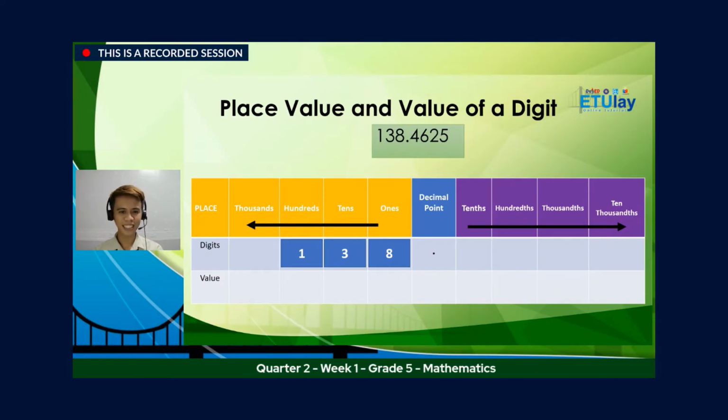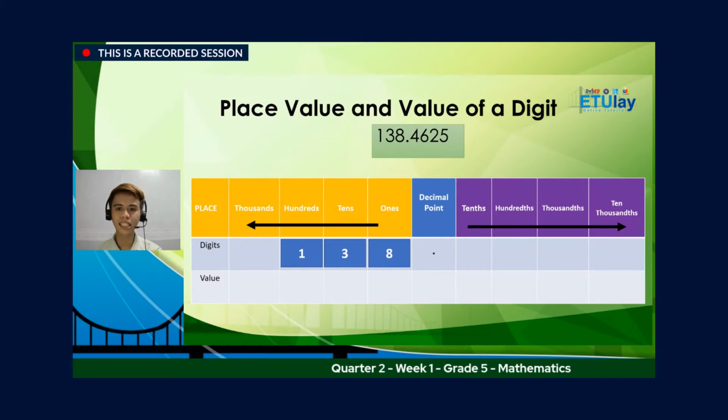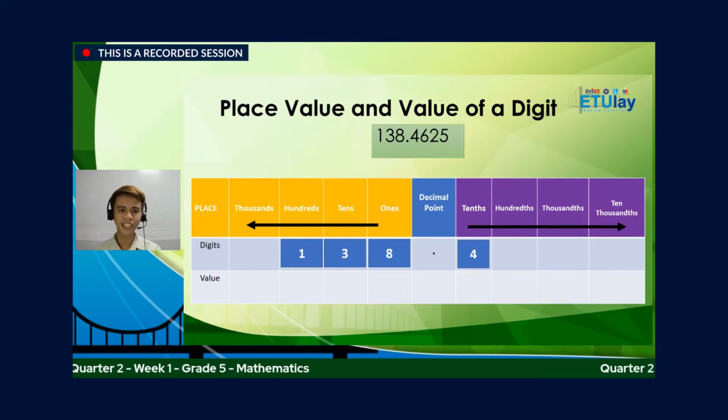Let us now proceed with the decimal places. So magsisimula na tayo ngayon naman sa mga digits na nasa right portion ng ating decimal point. And the first digit after the decimal point is 4. Correct. So ang nasa tenths place natin ay yung 4 since siya ang unang number pagkatapos ng ating decimal point.